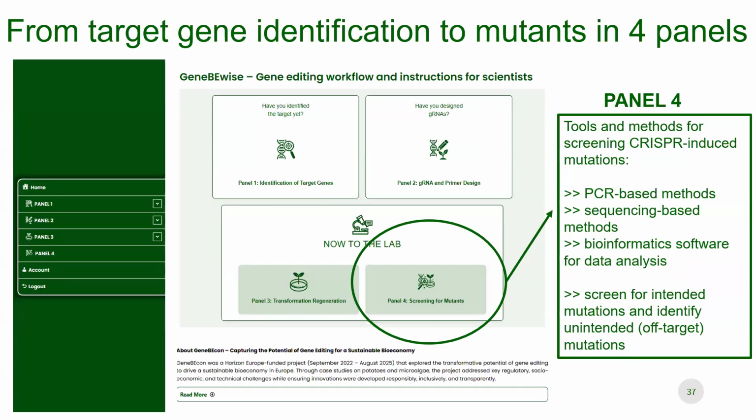So then finally we come to panel 4, about the screening of mutants. When you look at the website now, you will see that panel 4 is still under construction. This is something we are finishing and creating content for at the moment. But it will include tools and methods for screening CRISPR-induced mutations. It will be both PCR-based methods and sequencing-based methods. And it will contain bioinformatics software for data analysis, and to screen for intended mutations, but also to identify unintended mutations.